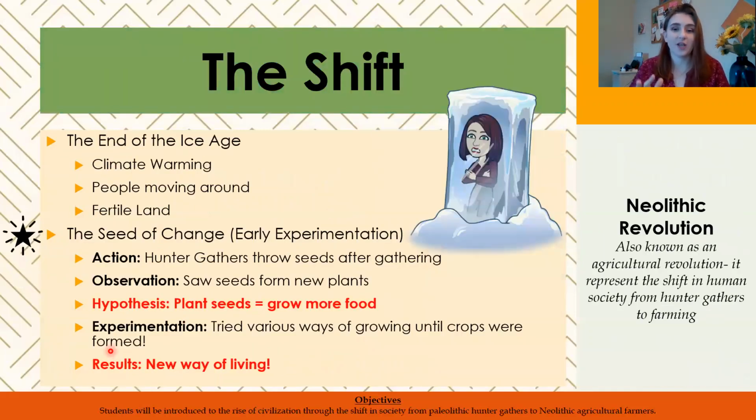So why did this shift take place? What happened to change the way people lived so drastically? So the big thing was the end of the Ice Age. The end of the Ice Age would be a huge shift in how people lived. So we would have climate warming all over the globe, and this would do a couple of things.